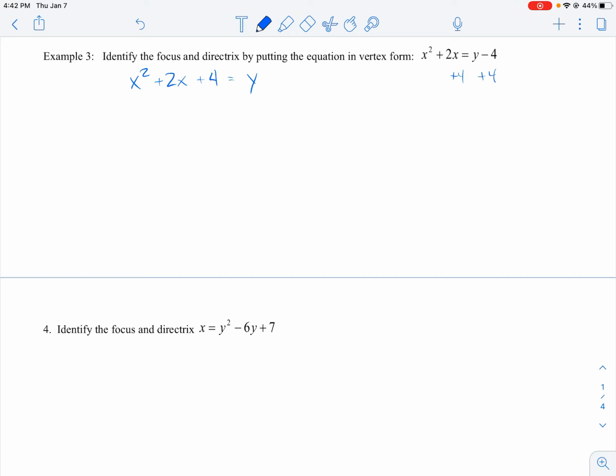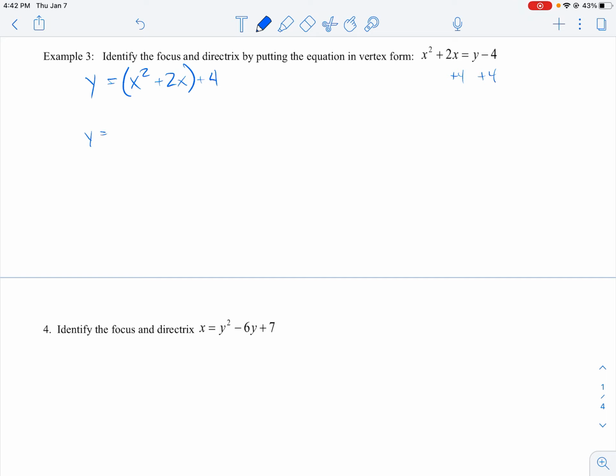For whatever reason, I like y on the left, so I'm going to move that over there. I don't like variables on the right. It's just a preference. Anyway, here's what we want for completing the square. I don't have to factor out anything. I just complete the square, but I'm only utilizing this part of it.